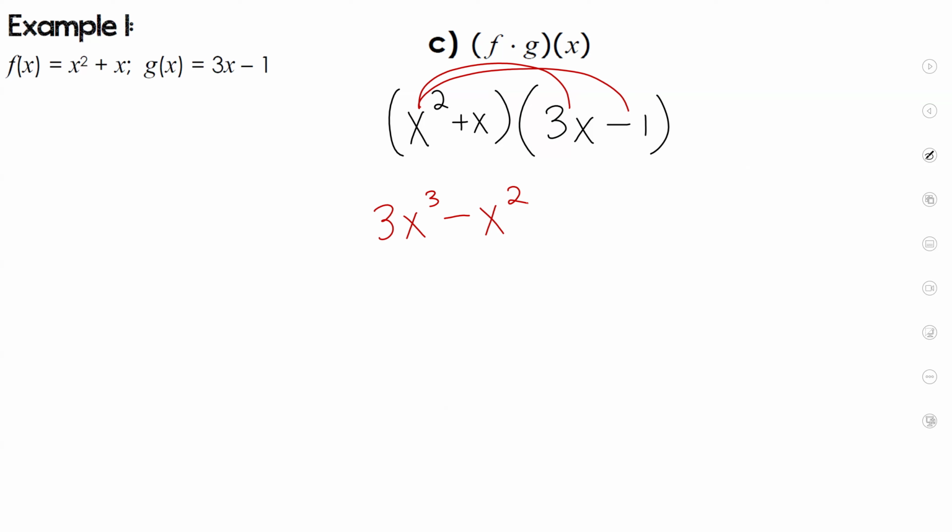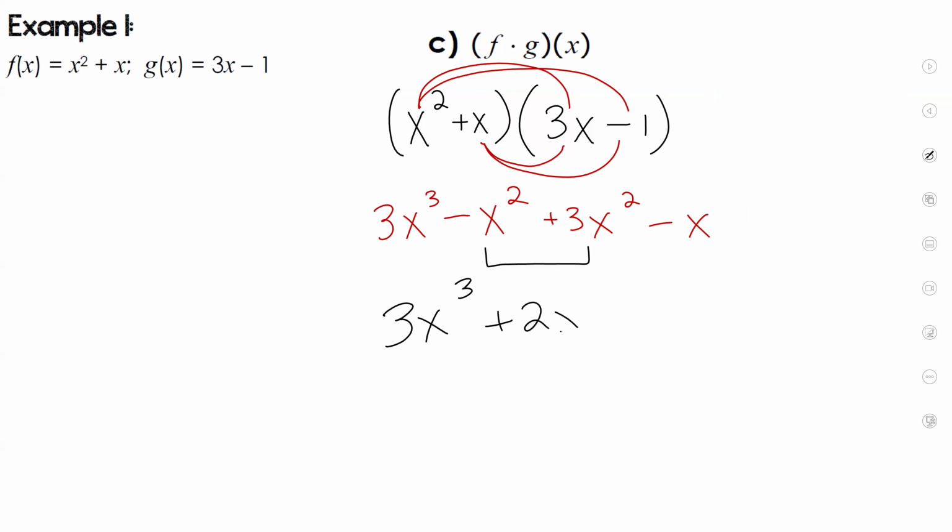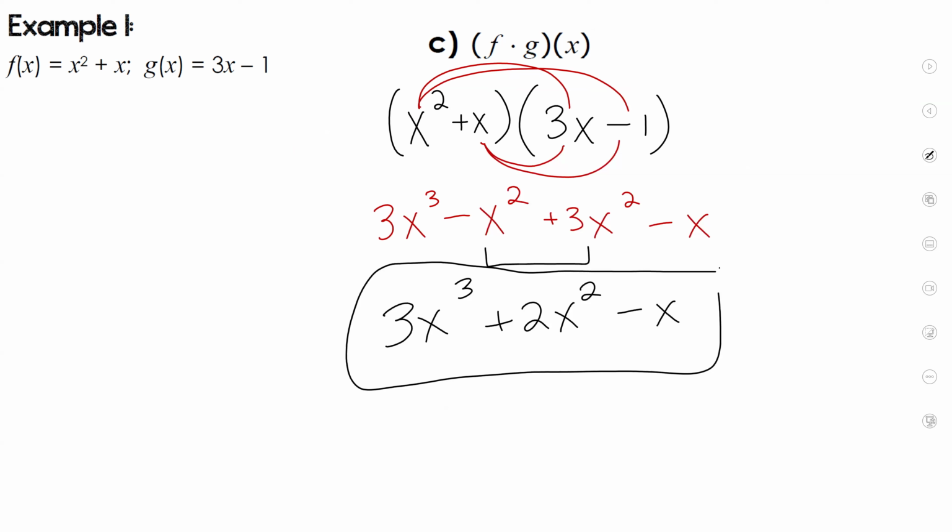Next, x times 3x is 3x squared. X times negative 1 is negative x. Combine the middle. So my answer will be 3x cubed plus 2x squared minus x. Okay, so this is my new function.